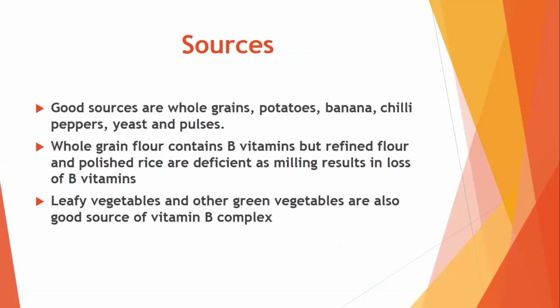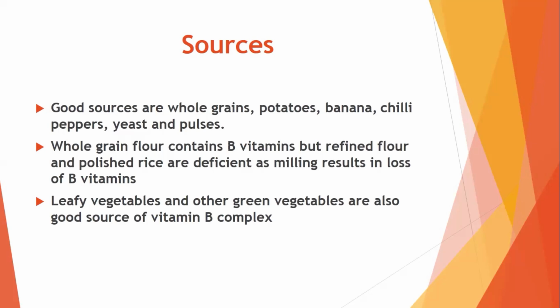Sources. Best sources are whole grains like wheat, corn, barley, which is the main ingredient of our daily food, potatoes, banana, chili peppers, yeast and pulses. All kinds of pulses and all kinds of grains contain vitamin B.